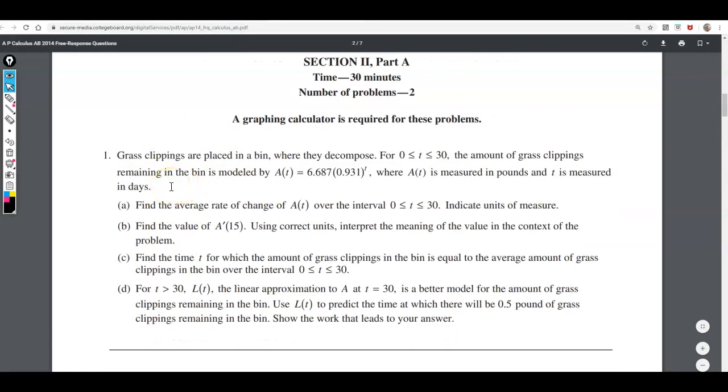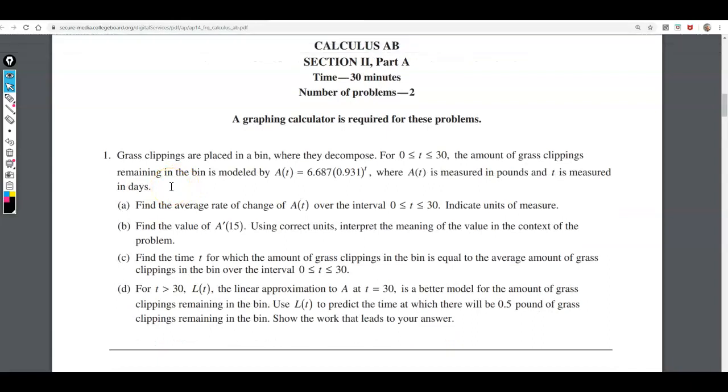It says grass clippings are placed in a bin where they decompose. For 0 to 30, the amount of grass clippings remaining in the bin is modeled by this function here, where A of t is measured in pounds and t is measured in days. Those units they just gave us are kind of important. It says find the value of A prime of 15. Using correct units, interpret the meaning of this value in the context of the problem.